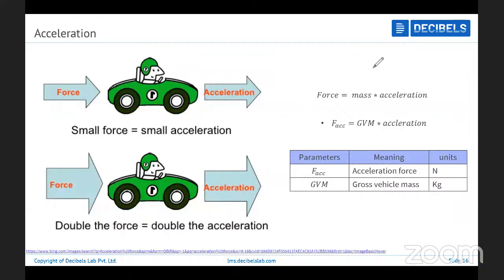That is the initial requirements. Then the motor has to be able to take your vehicle with a varying velocity to the desired velocity. Considering all those parameters, we have to size the motor.